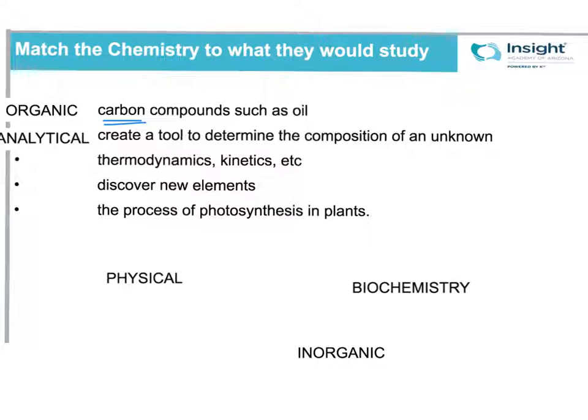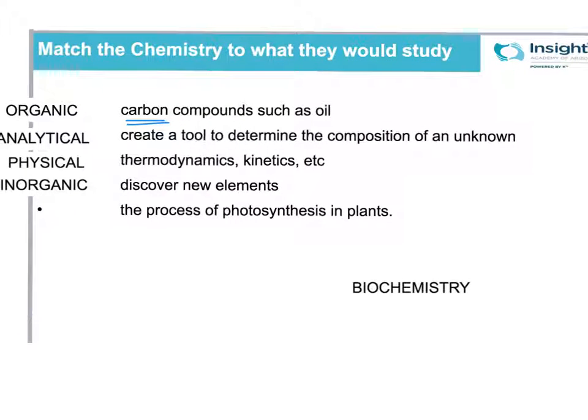Worst case, if you weren't sure about that one, you could always move on, and then process of elimination might help you out. That one is your physical. Discovering new elements. Alright, so this is that whole not carbon-based stuff. So that's where your inorganic chemists come in. And then the process of photosynthesis in plants. So plants, I know, are a living thing. So I would zone in on biochemistry if I hadn't already eliminated everything else. Alright, so make sure you have your notes down about the different types of chemistry.